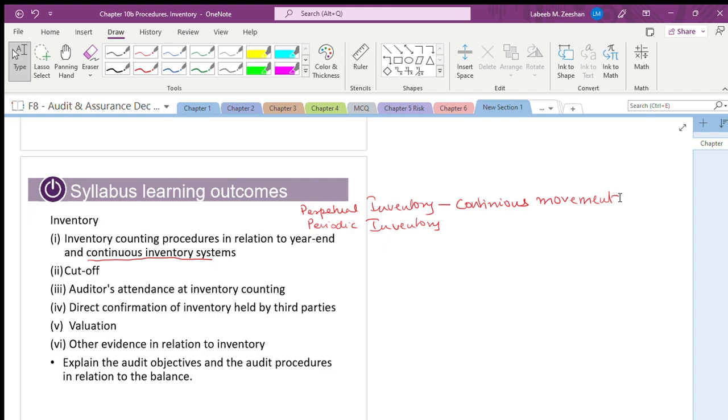Is it? Next, cutoff is nothing but what? Whenever there is an inventory, is it right? Last 15 days and the beginning 15 days. Very, very important. You have to make an audit on this aspect. What's happening in the last 15 days? And this is the cutoff.